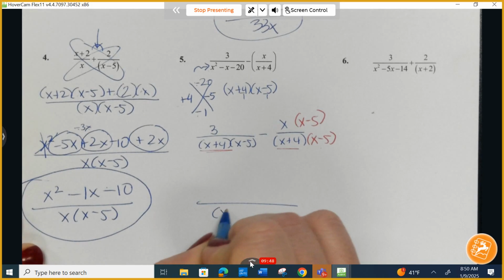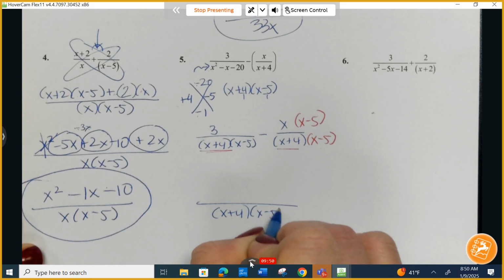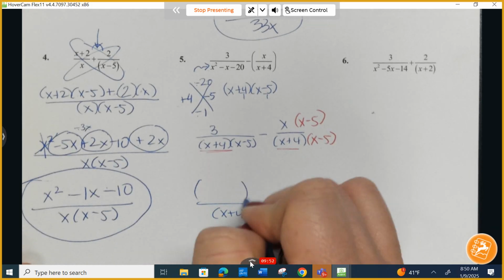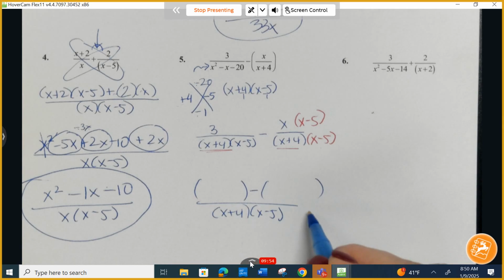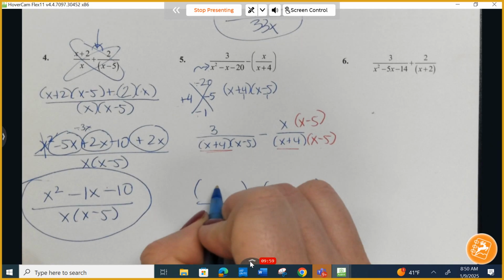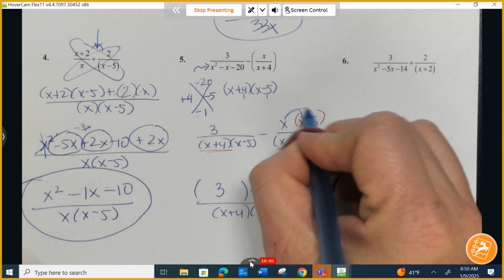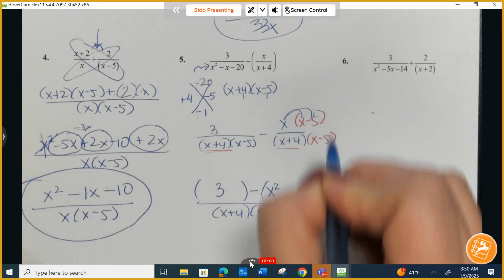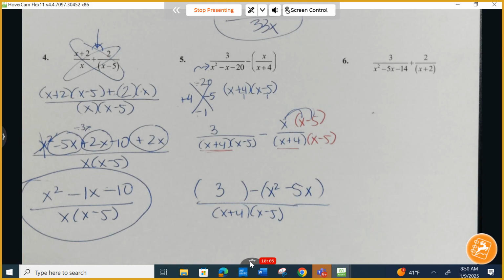So in the denominator, I have x plus 4 and x minus 5. Now what about the numerator, where there's a left side and there's a right side, and they happen to be separated by a subtraction sign? So on the left side, I have a 3. On the right side, I'm going to distribute. I have an x squared minus 5x.